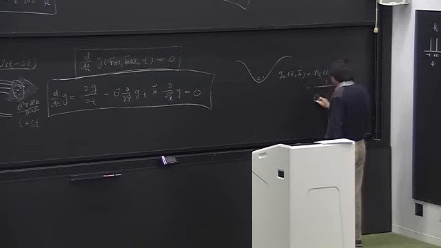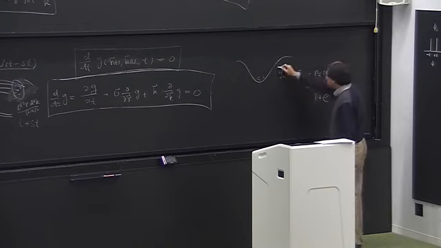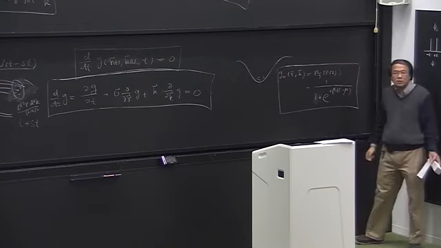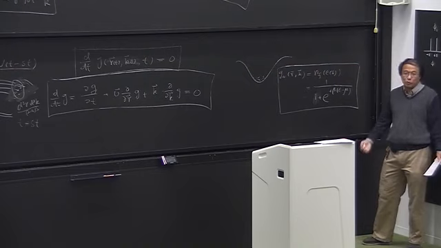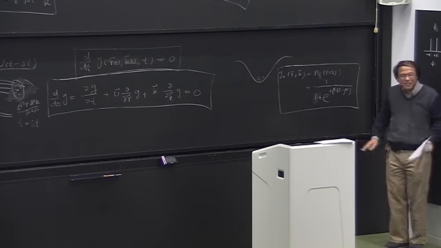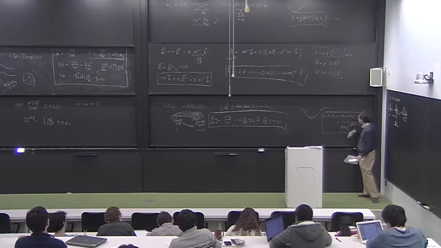Let me just write it down: 1 over 1 plus e to the beta times epsilon minus the chemical potential. So for fermions, we have this Fermi-Dirac distribution. I will not cover this, since this is a statistical physics class. It's a standard distribution.